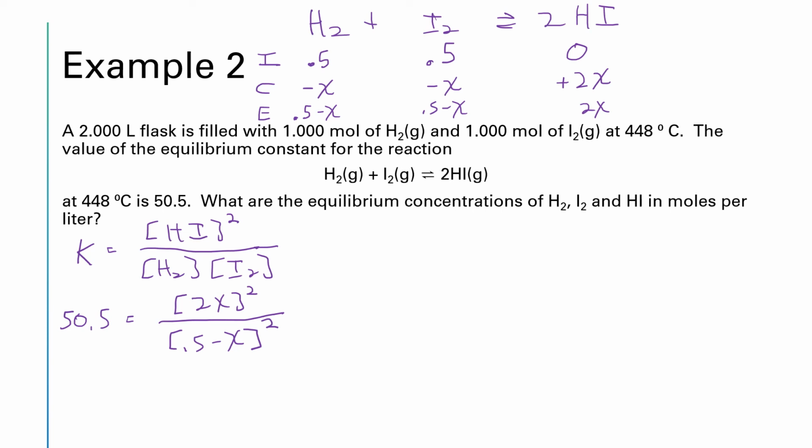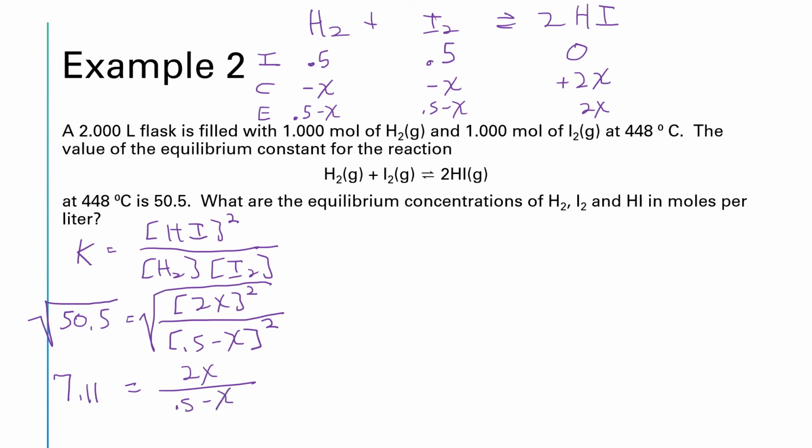If you look closely at the equation that I just wrote, the right-hand side is a perfect square. It's squared in the top and it's squared in the bottom. So the next step I need to take here is to take the square root of both sides. So I will take the square root of that right-hand side, and I'll take the square root of that left-hand side. Over there on the left-hand side, if I take the square root of 50.5, I'm getting 7.11. If I take the square root of the right-hand side, I get 2x over 0.5 minus x.